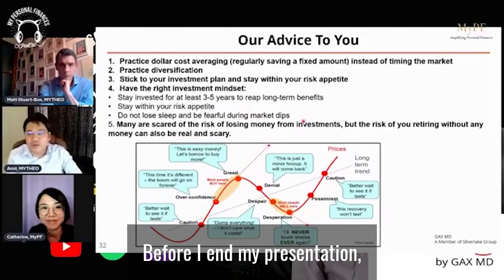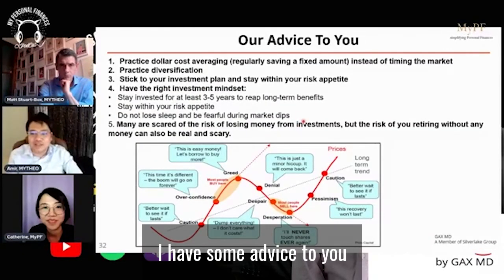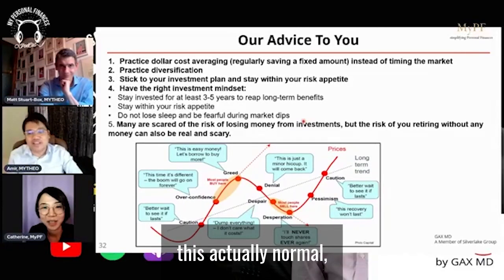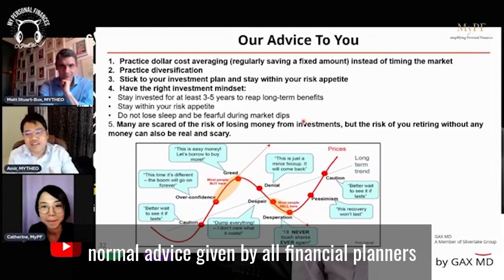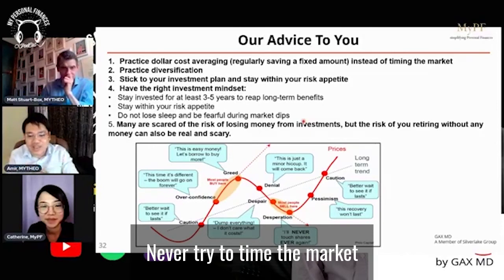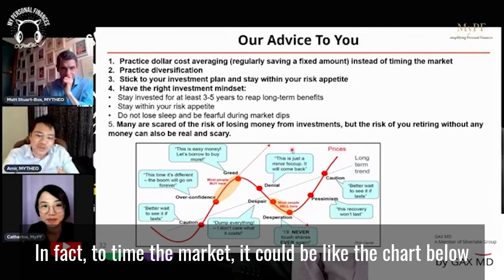Okay, before I end my presentation, I have some advice for all investors. First, when you want to invest, this is normal advice given by all financial planners. You must practice dollar cost averaging. Never try to time the market. If you try to time the market, you will be a person like the chart below.